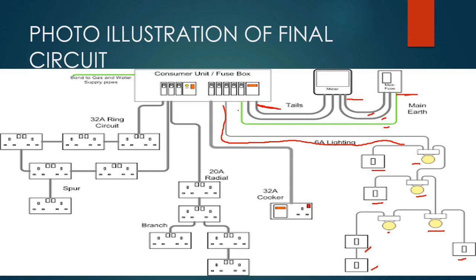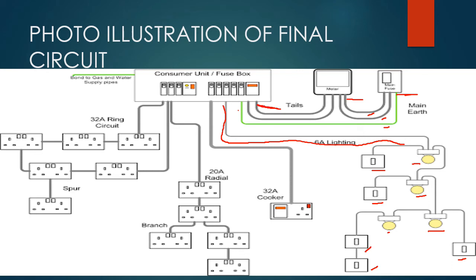More of this will be discussed when we shall be dealing with each final circuit on its own. This is just an introduction. Now we go to the socket final circuit. For the sockets, I have said we have two types: the radial and the ring. So our key thing is to understand how we differentiate between a ring final circuit and a radial.